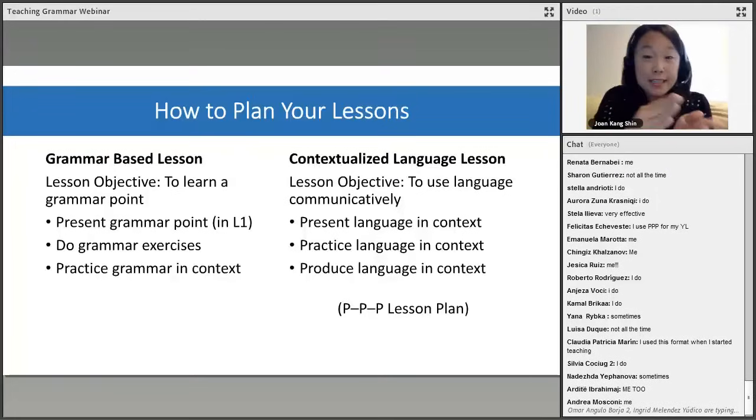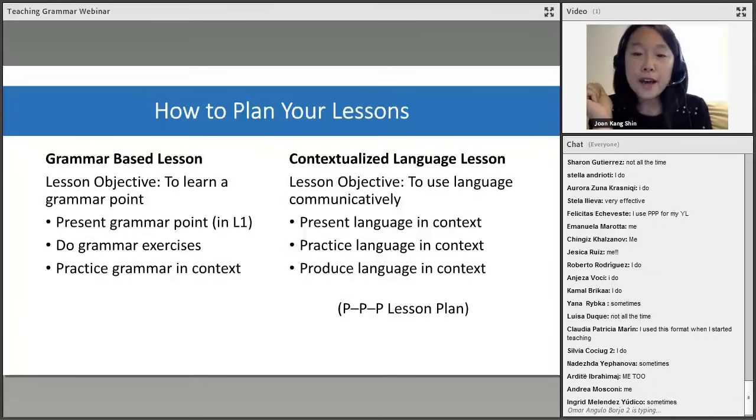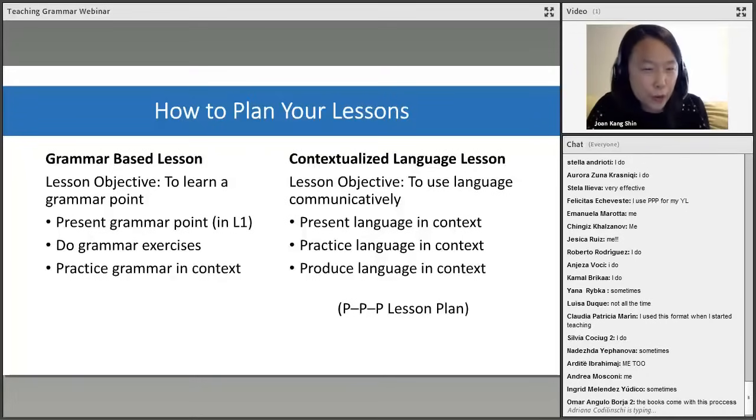But I have some additional steps, and the reason why I'm giving them to you is to show how you can step by step help students to use grammar communicatively. And you'll notice that in the present language in context, that's the part about giving meaningful input, right, through listening or through reading. And then the practice language in context. So during presentation, students might be comprehending, and then as they're practicing, this is when they start to really notice the grammar. Okay, and then in the production part, hopefully this is where you're matching their learning styles and making it learner-centered.